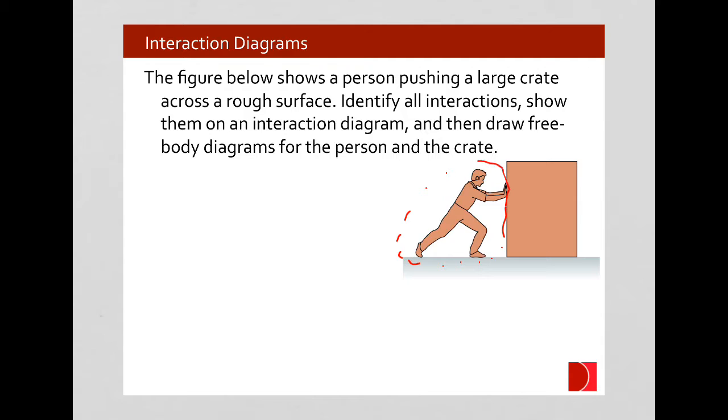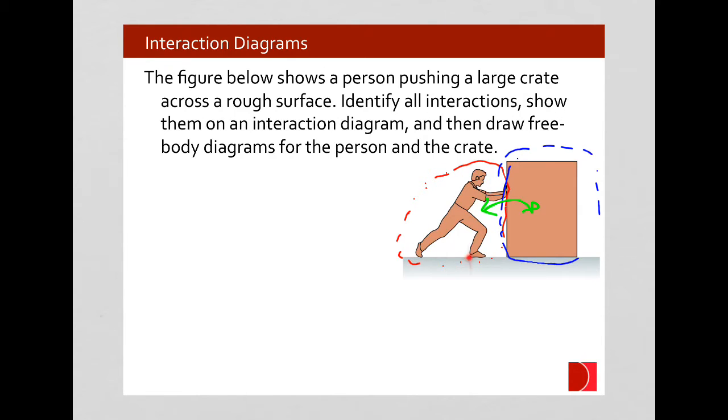We can draw a line around each of the objects that we're interested in and look at what they interact with, and that way identify forces that may exist. When we look at the person, we see that they are touching the crate and the crate is touching them, and so we have a chance for a force. We'll actually have forces in both directions.